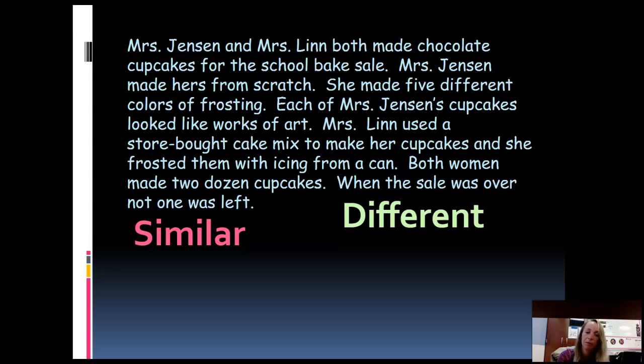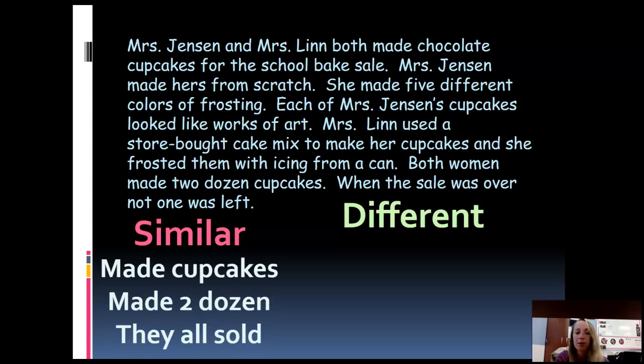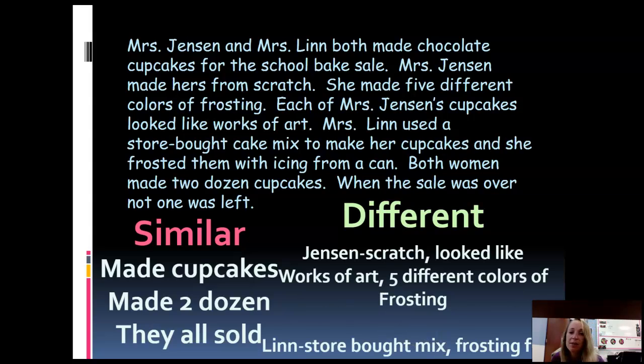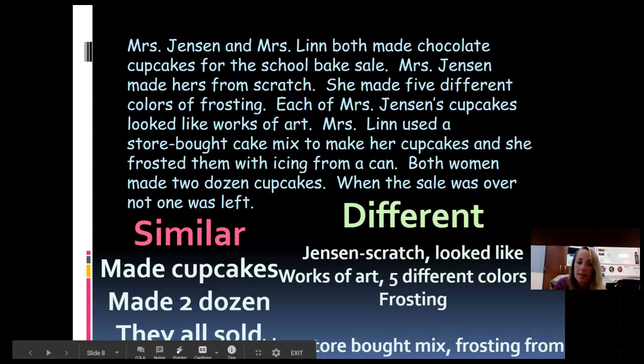All right, this is how they were similar. They were similar because they both made cupcakes. They also made 2 dozen, and they all sold. How were they different? Mrs. Jensen's were made from scratch, and they look like works of art. There were 5 different colors of frosting. Mrs. Lynn's was the store-bought mix, and they bought frosting from a can.